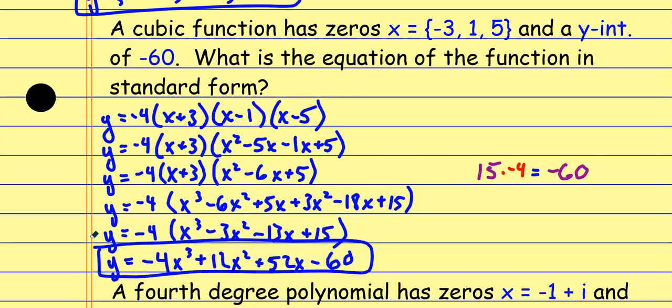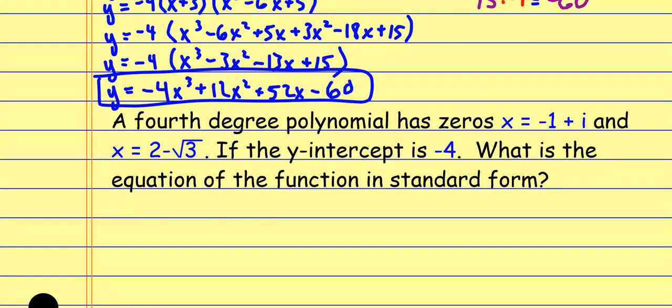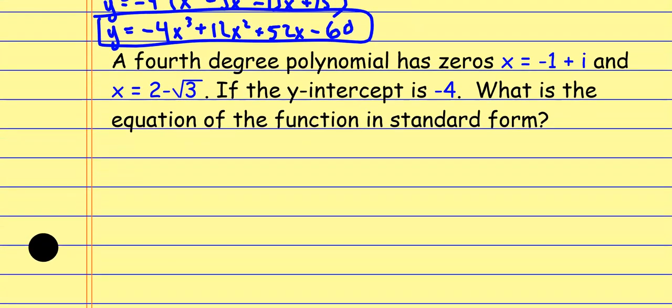All right, the next one is kind of where the wheels fall off. If you are faint of heart, this one's going to get you. This is the same kind of thing we dealt with the other day. When you look at something like this guy, we want a fourth degree polynomial that has zeros x equals -1 plus i, and 2 minus the square root of 3, and a y-intercept of 4.